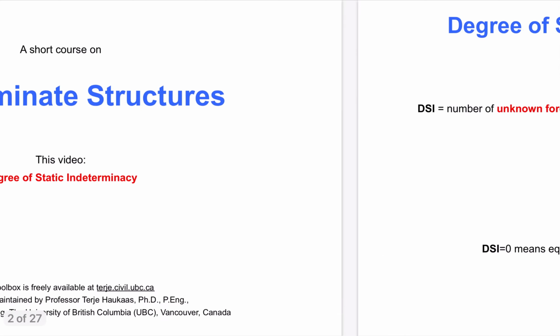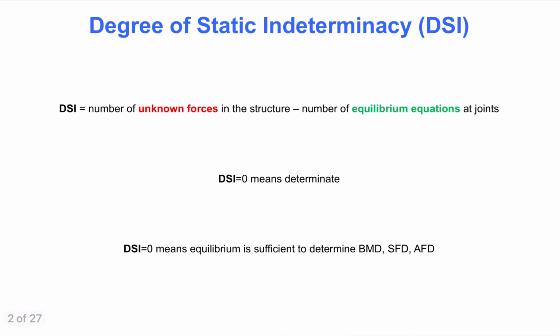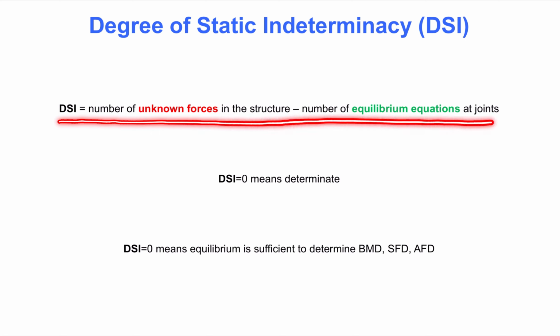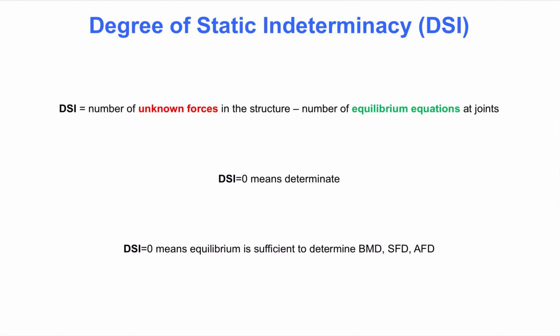The objective in this video is to learn how to calculate the degree of static indeterminacy of a structure. That number is essentially the number of unknown forces in the structure, including internal forces and reaction forces, minus the number of equilibrium equations that we have at our disposal to determine the unknown forces. The degree of static indeterminacy tells us which methods are suitable for analyzing the structure.